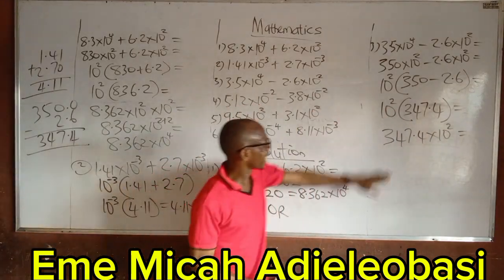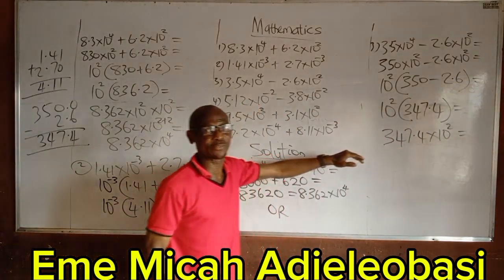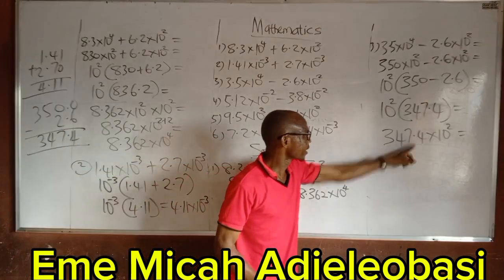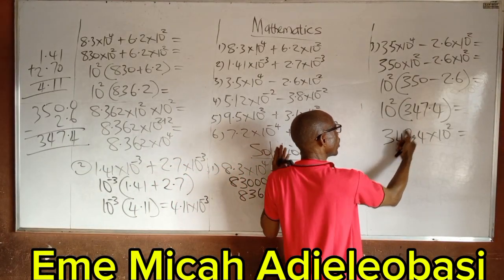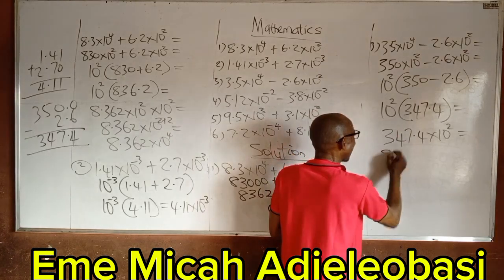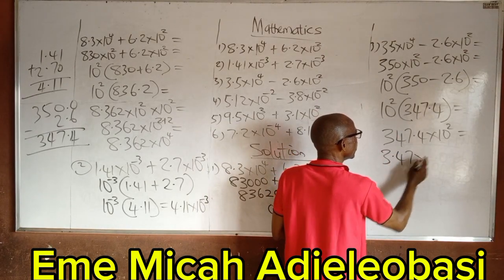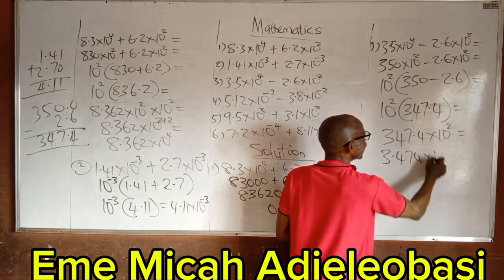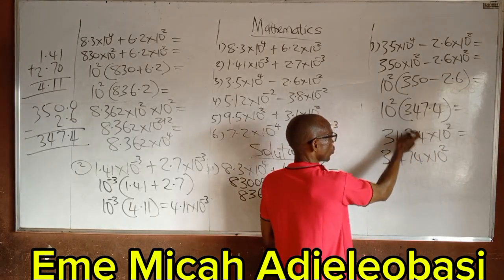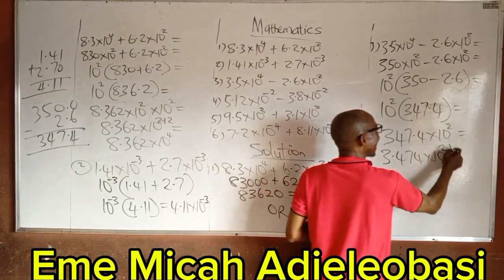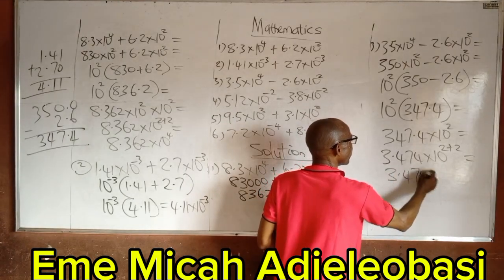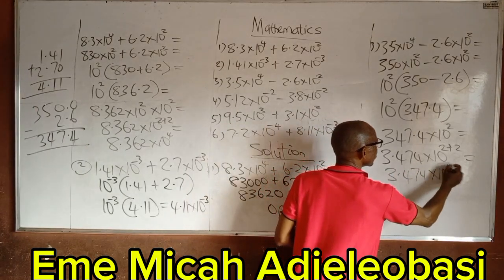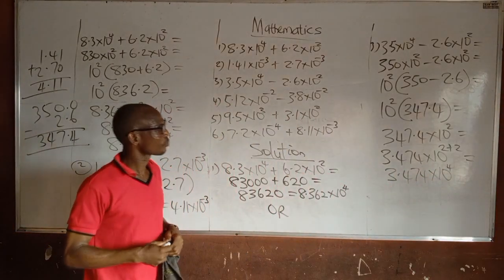But we cannot leave the answer in this form because this is not standard form. So to write this in standard form, we are going to move the decimal 2 places to the left, 1, 2. So we now have 3.474 times 10 raised to the power 2. Because we moved 2 places to the left, we add 2. So this gives us 3.474 times 10 raised to the power of 4.